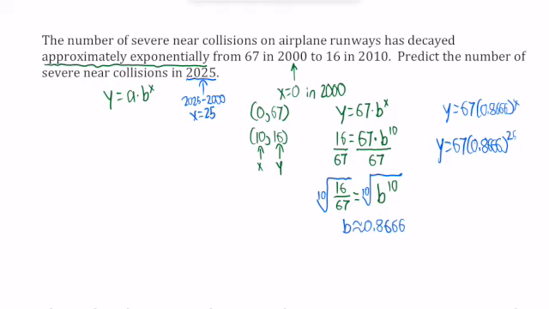Well, let's see. Here, I get a decimal number. You can't have a decimal number of collisions. Just like you can't have a decimal when you're counting a population, you can't have a decimal when you're counting how many times something happens. So we'll round this off to the nearest whole number, which is 2, and say that our answer is approximately 2 severe near collisions in the year 2025.